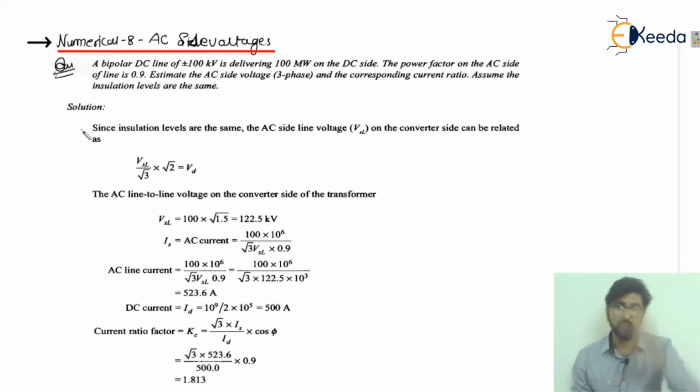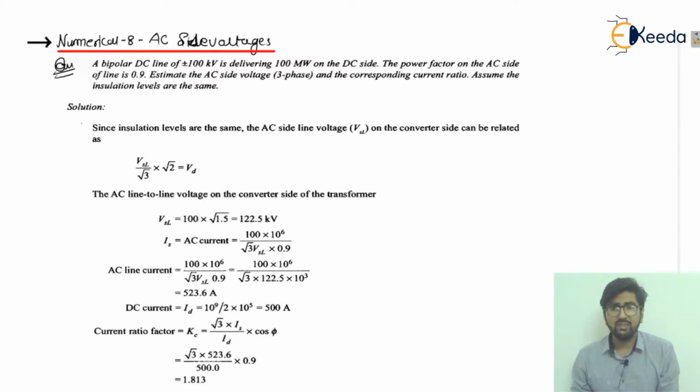Firstly you have to write the given data: the voltage is given, bipolar is given, the power is given, 100 megawatt. Likewise many things are given. You have to write them first, then go for the solution and concentrate on what you have to find, that is, estimate the AC side voltage. For that, firstly collect the data and you can easily find it.